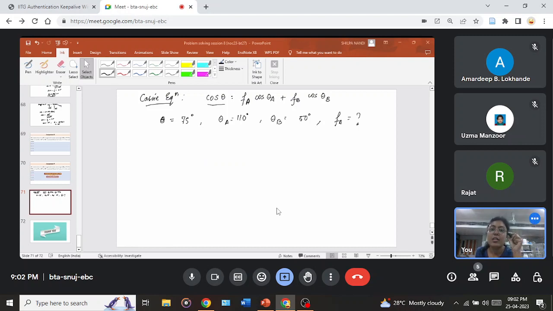So can you see? cos theta is equal to Fa cos theta A plus Fb cos theta B. In this mixed surface, let me represent 1 and 2 as A and B, right? So Fa cos theta A plus Fb cos theta B. From the question itself, it's already given that the mixed surface has a contact angle of 75 degrees, whereas the contact angle for fraction A is 110 degrees and fraction B is 50 degrees. So you have to estimate the fraction of A in this mixed surface. Right. Till now it is clear.